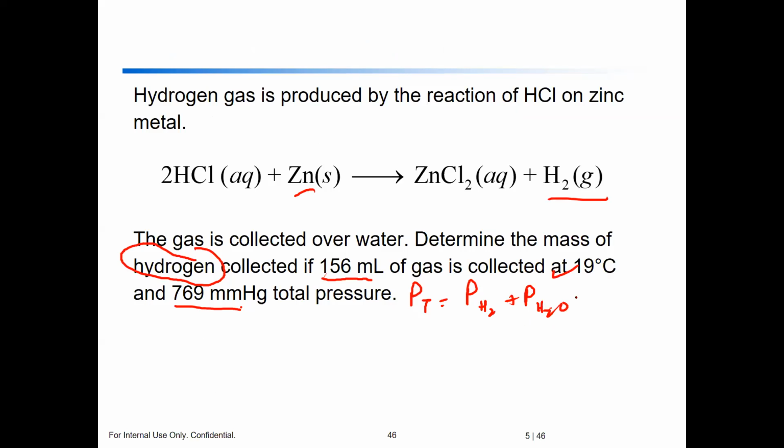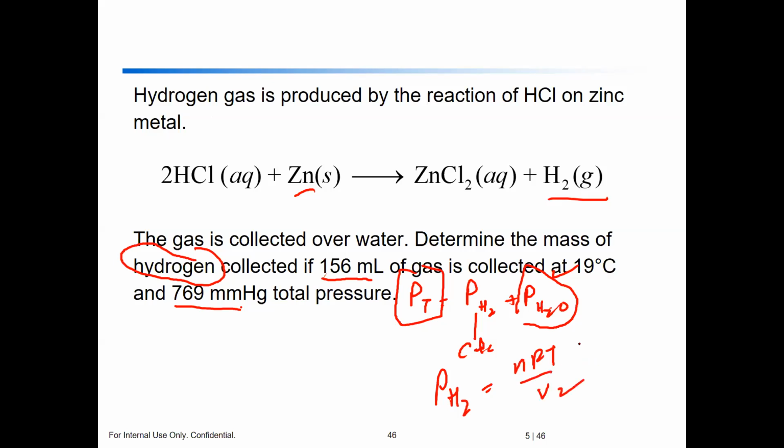So I know the pressure of my H2O, right? And I know my total pressure. Now I could calculate this one, right? I could calculate the pressure of H2. If I know the pressure of H2, then I know PV equals nRT, so n equals PV divided by RT.